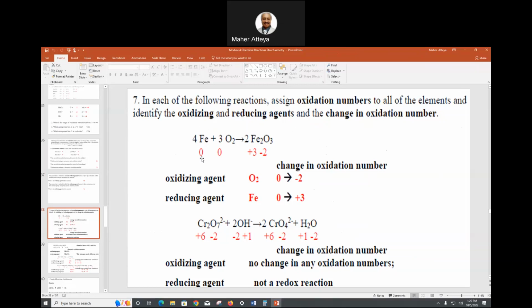Iron by itself here is 0. Neutral, nothing there. It's an atom by itself. A metal by itself is 0. Oxidation number, no charge on it. Oxygen, we said those two molecules are always 0. But here, now it's changing a little bit. Look at this.